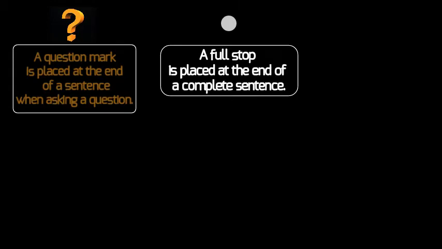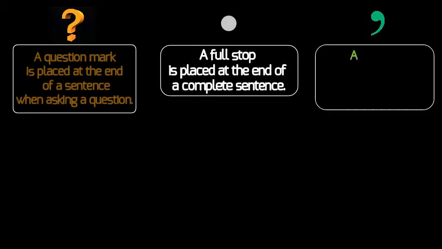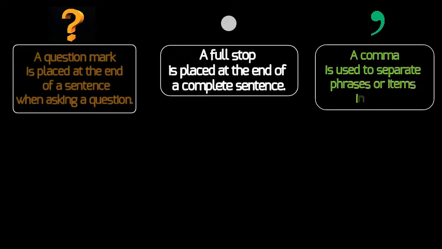A question mark is placed at the end of a sentence when asking a question. A full stop is placed at the end of a complete sentence. A comma is used to separate phrases or items in a list.